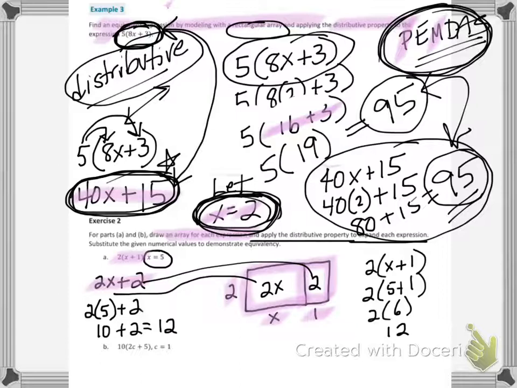When I plug in, or substitute, the 5 for the x, as I did here, 2 times 5 is 10, plus 2 equals 12. Then I went back to the original expression, which was right here, and I substituted the 5 in for the x, and 2 times 5 plus 1 is the same as 2 times 6, which equals 12. So I proved the equivalency by getting the same answer for both expressions.